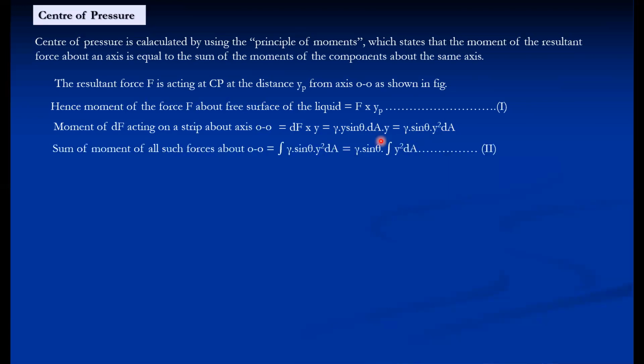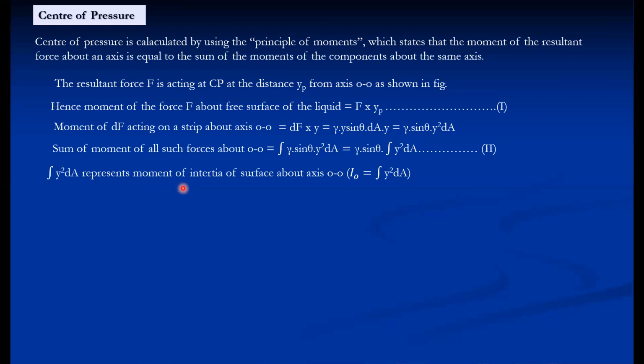Then the sum of moments of all such components about OO is calculated by integrating this expression. So gamma sine theta is taken out of the integration, leaving the integral of y squared dA. According to the principle of mechanics, the integral of y dA is the moment of area, and y into y dA is also called a moment of inertia.